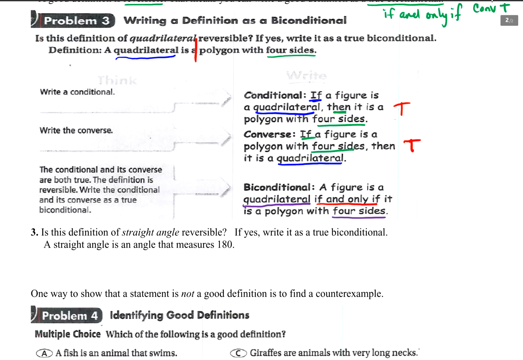All right, so pause the video and see if you can do the next problem.